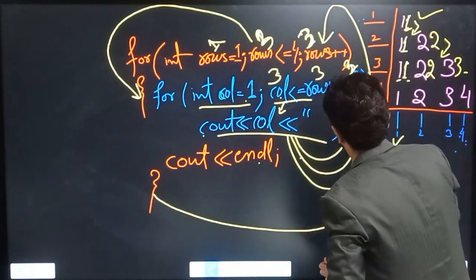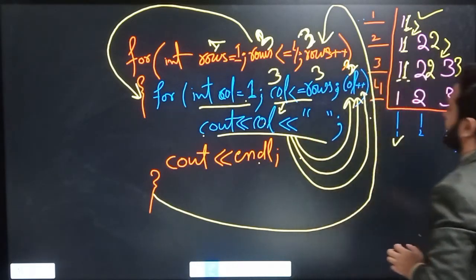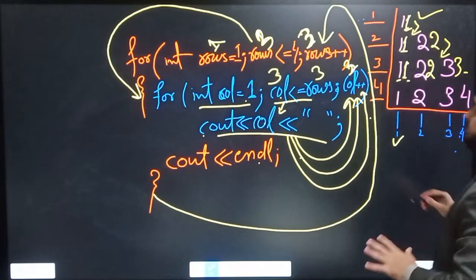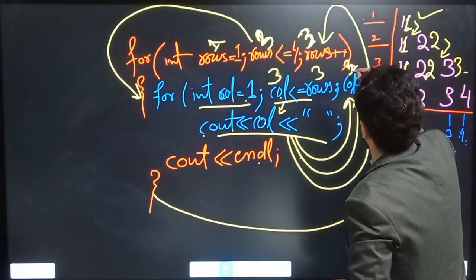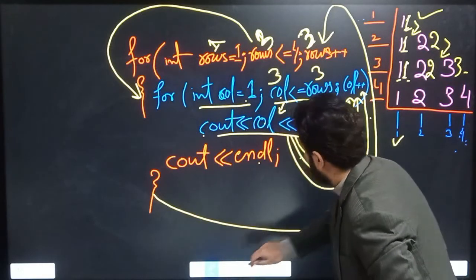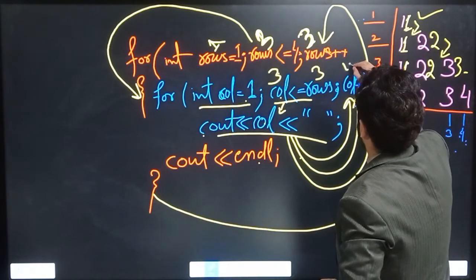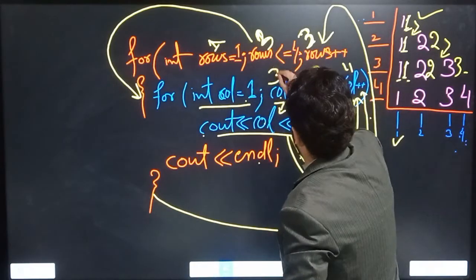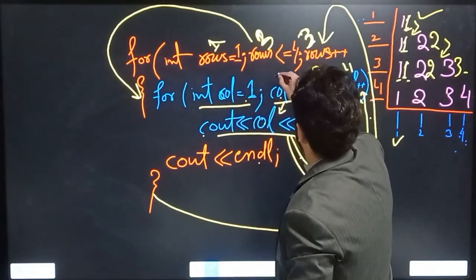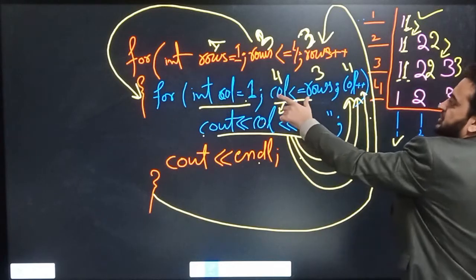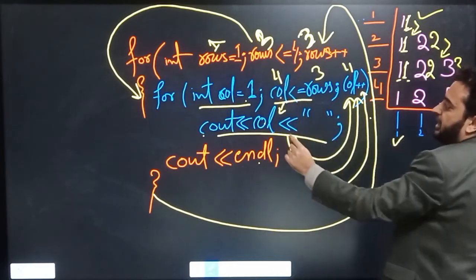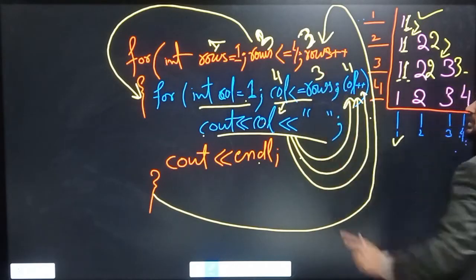Now the execution will come again to the column plus plus. So it will update the value of column from 3 to 4. Okay, so now you can see here in the condition, the value of column is 4, is it less than or equal to 3?